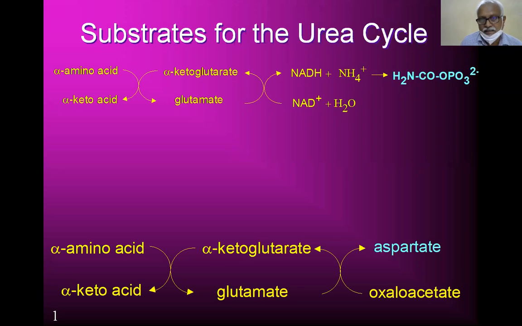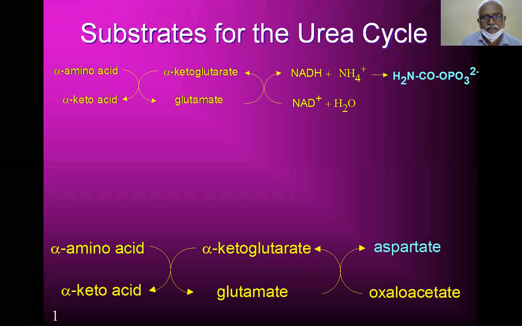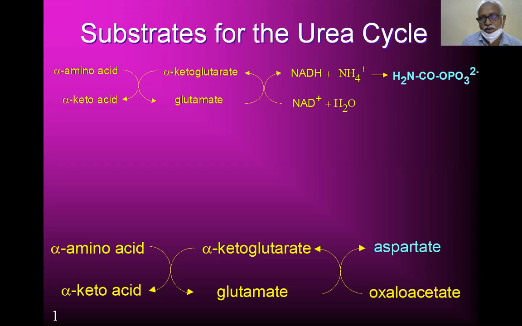So you know all this, the substrates for the urea cycle: alpha amino acid converting into alpha keto acid with the help of alpha ketoglutarate converting into glutamate, and NAD plus H2O giving rise to NADH plus ammonia. On the other side, oxaloacetate getting converted into aspartate is another one. So these are the two steps, the two substrates for the urea cycle. I need not stress all these things because it will be umpteen repetitions for you.